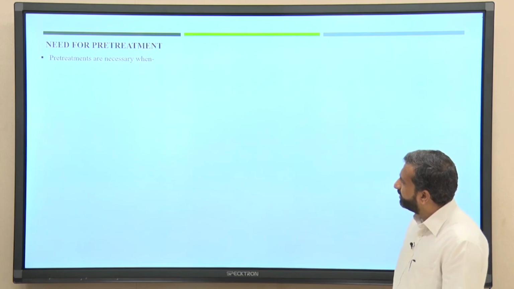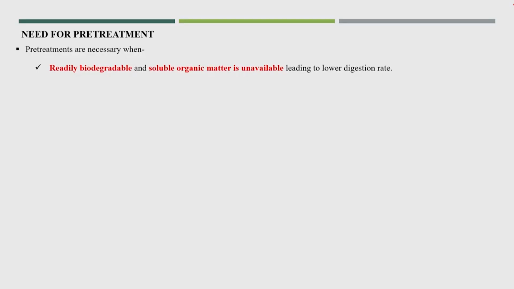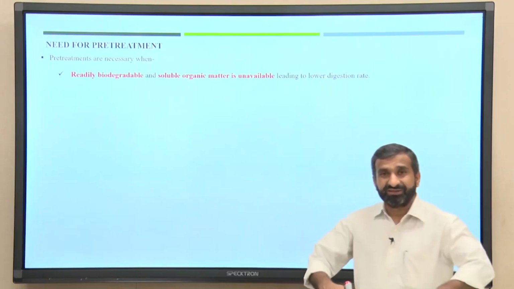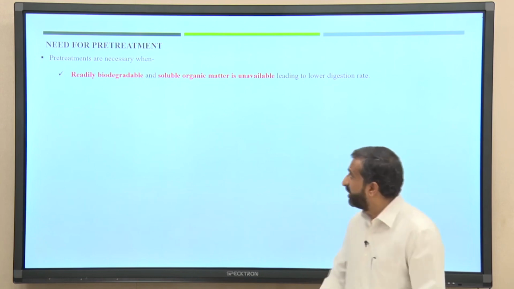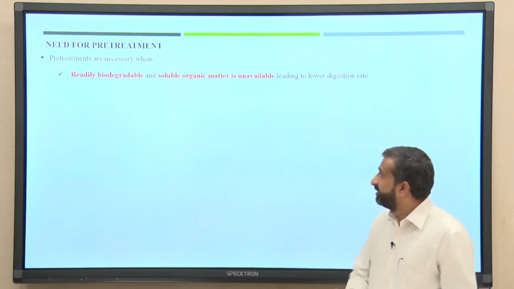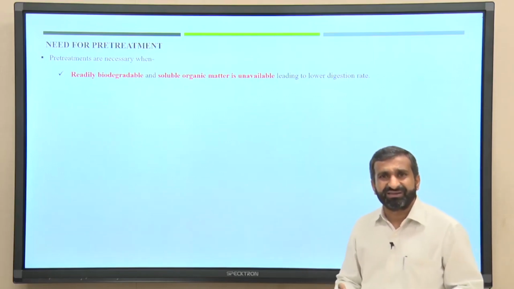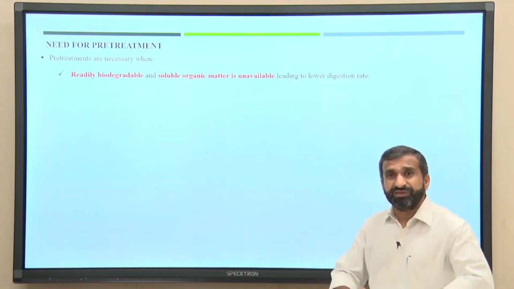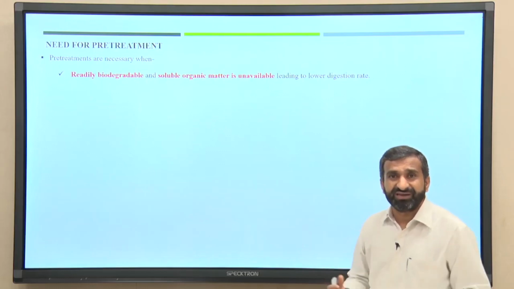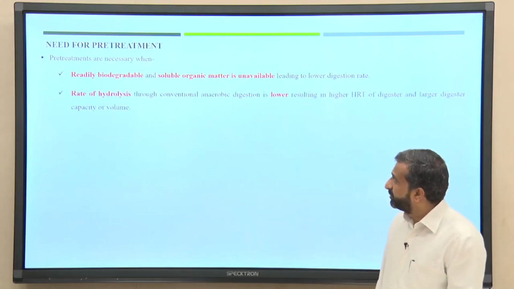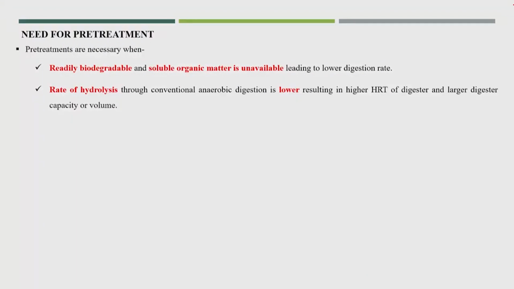And this pretreatment is necessary when readily biodegradable and soluble organic matter is unavailable, leading to a lower digestion rate. If the organic matter is not easily biodegradable and not very soluble, obviously it will not be simply available for microbial degradation in the anaerobic digestion process. So, in that case you will require a pretreatment process.